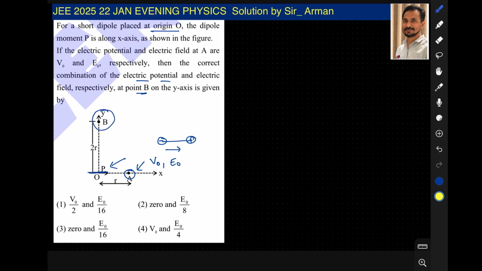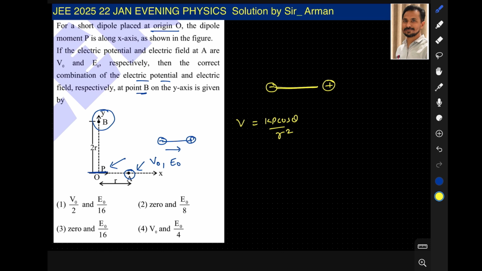See, for a dipole, we should know two equations. Very important equations. If I have this electric dipole, then the electric potential is given by the equation Kp cos theta by r square, where K is Coulomb's constant, p is the dipole moment and r is the distance, and theta is the angle between the dipole moment and the displacement vector of the point.